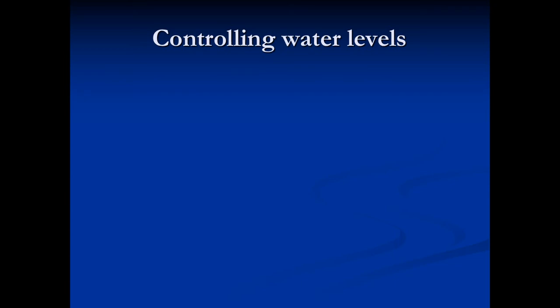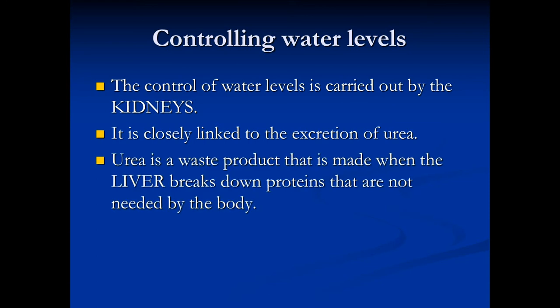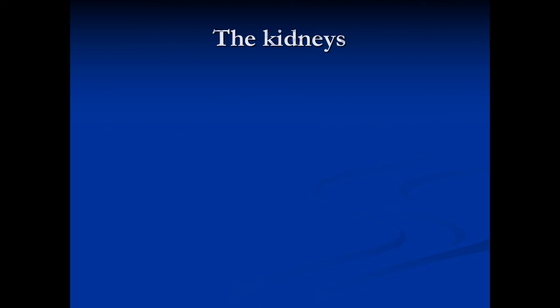Related to this is controlling the water level in your body. Your body needs the right amount of water, also coming from that cellular respiration process. And the control of that water level is carried out by your kidneys. It's closely linked to the excretion of urea, which is a waste product that you need to get rid of. Urea is made in the liver when your liver breaks down proteins that are not needed by your body. And urea contains the element nitrogen.